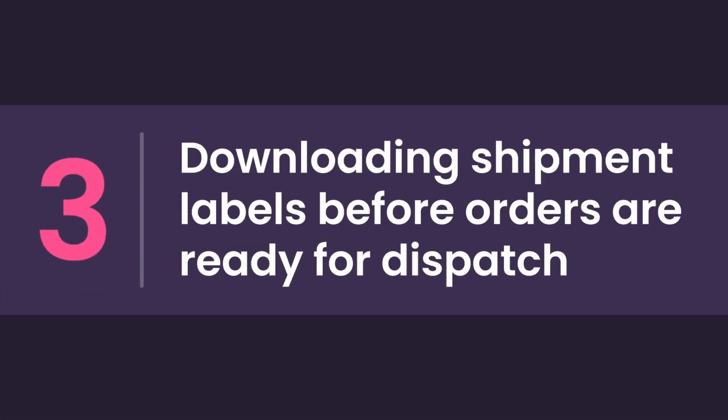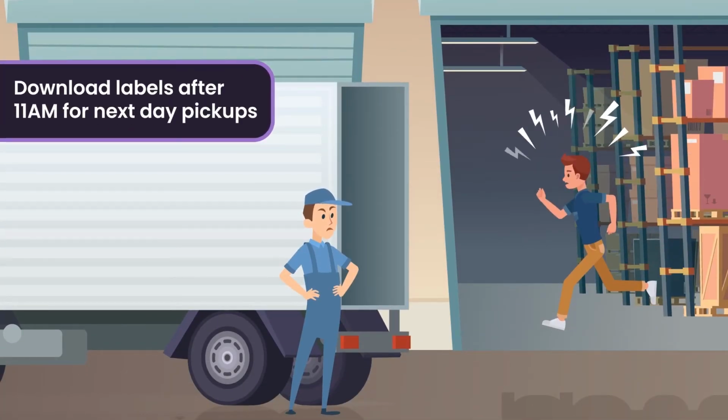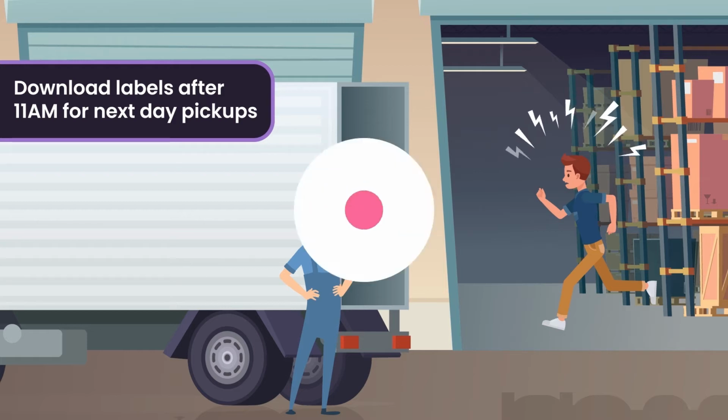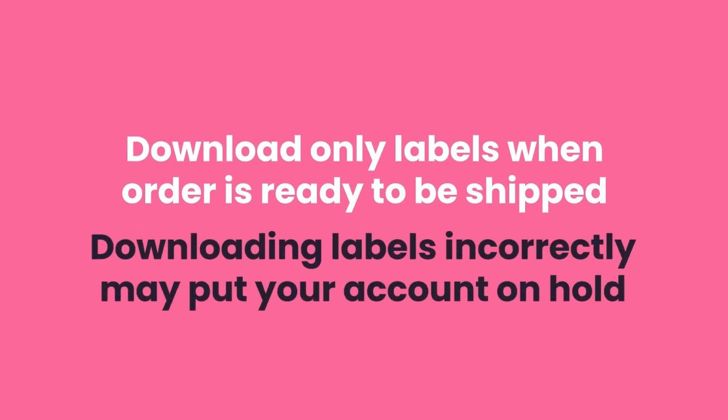3. Downloading shipment labels before orders are ready for dispatch. Ensure to download labels before 11 am for only those shipments that can be packed and dispatched on the same day. If the shipments cannot be made ready before the arrival of logistic partners, then we strongly recommend downloading the label only after 11 am. Downloading more labels than your delivery capacity may lead to your account being put on hold.